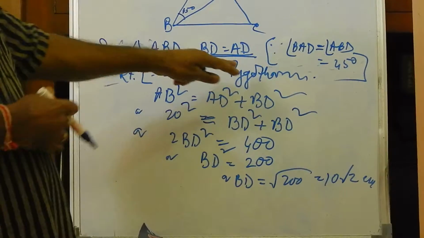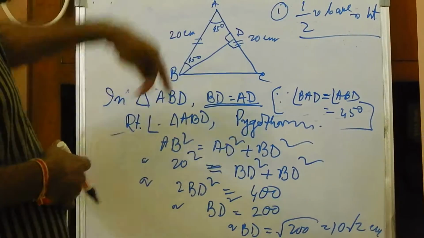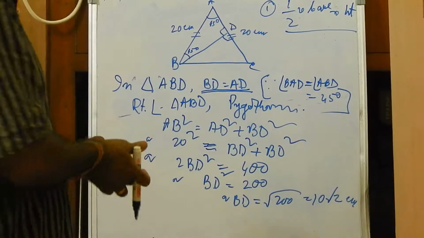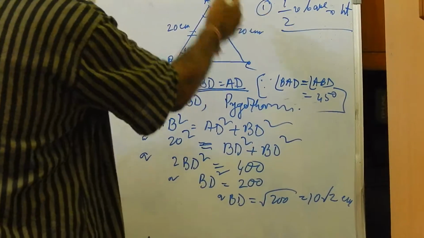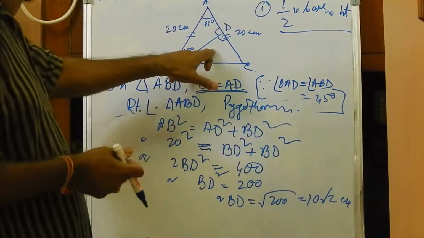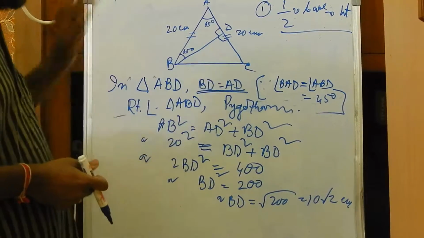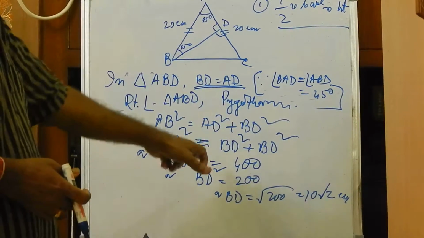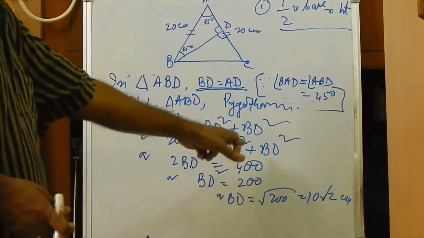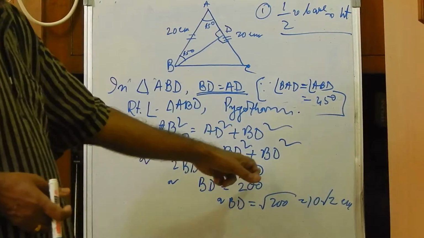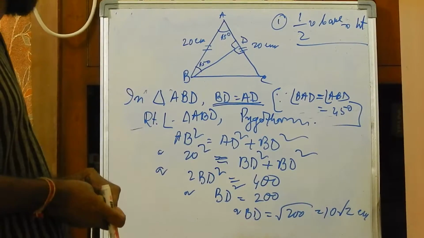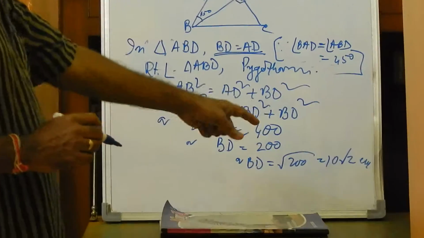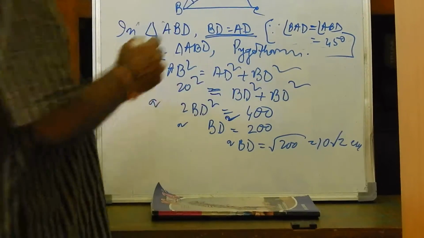I think it is clear. From the Pythagoras theorem on this right angle triangle ABD, AB square equals AD square plus BD square. And what we need, for our purpose of finding the area of ABC, is BD, not AD. So that's why we have replaced AD by BD, because we know BD equals AD. So 2 BD square equals 20 into 20, 400. So BD square equals 200, I'm sorry, and BD equals root over 200, that means 10 root 2 centimeter.